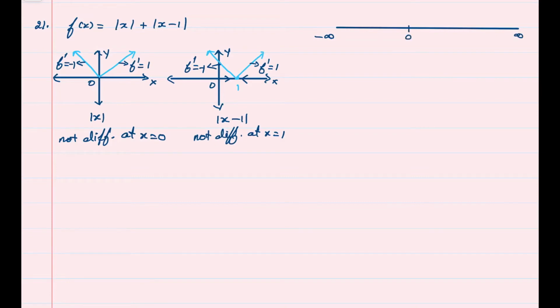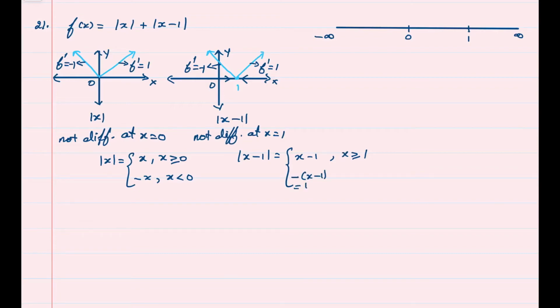We will split the interval at 0 and 1. We know that absolute value of x is x for x greater than or equal to 0 and minus x for x less than 0. Similarly, the definition of absolute value of x minus 1 is x minus 1 for x greater than or equal to 1 and minus of x minus 1, which is 1 minus x for x less than 1.